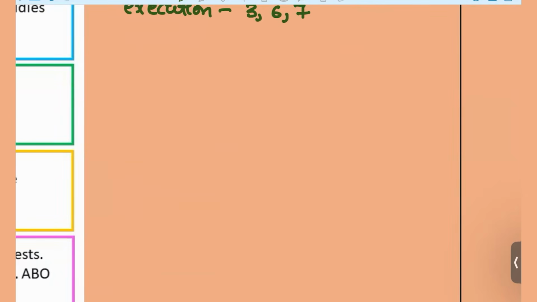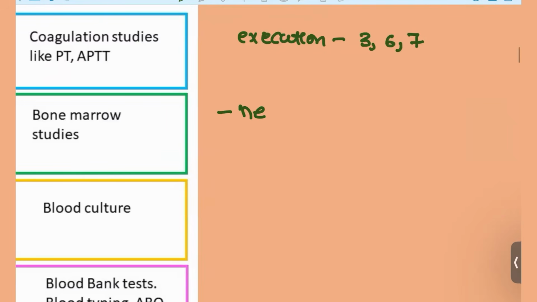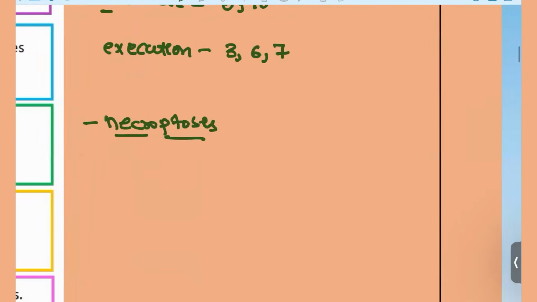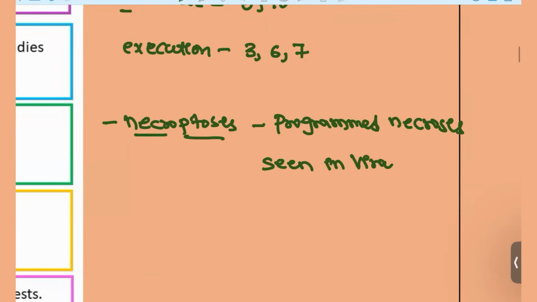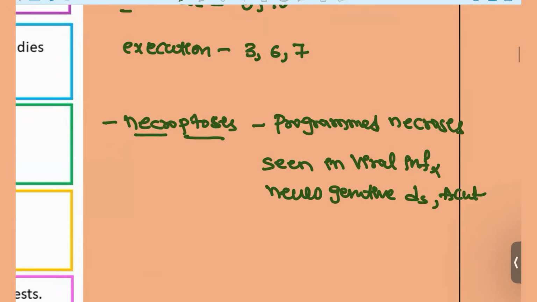Next, some of the other types of cell death are present, like necroptosis and pyroptosis. Necroptosis, the name itself you can understand, is a misnomer: is it necrosis or apoptosis? This is programmed necrosis, seen in viral infections, and along with that in neurodegenerative diseases and acute pancreatitis.